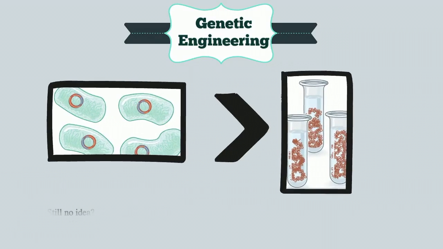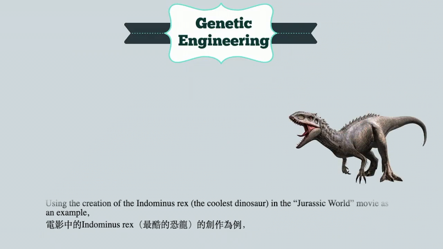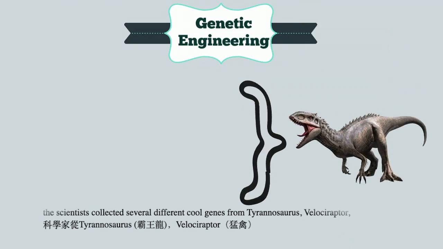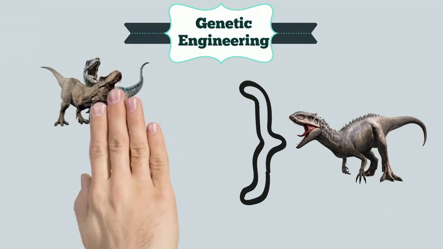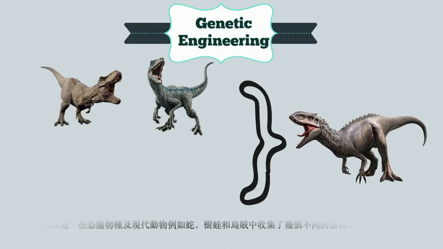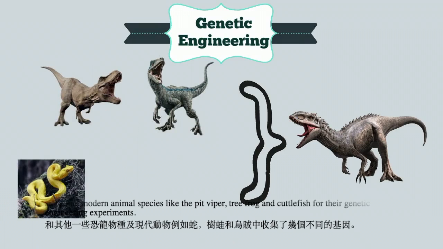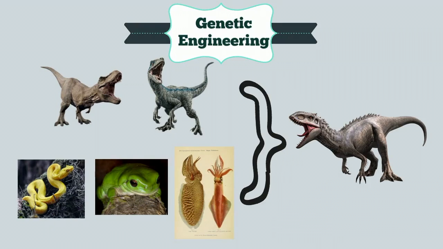Still no idea? Let's use the creation of the Indominus Rex in the Jurassic World movie as an example. The scientists collected several different cool genes from Tyrannosaurus, Velociraptor, and a few other dinosaur species, and some modern animal species like the pit viper, tree frog, and cuttlefish for their genetic engineering experiments.